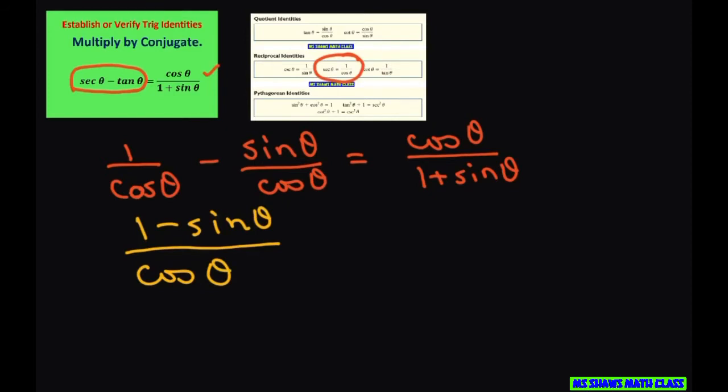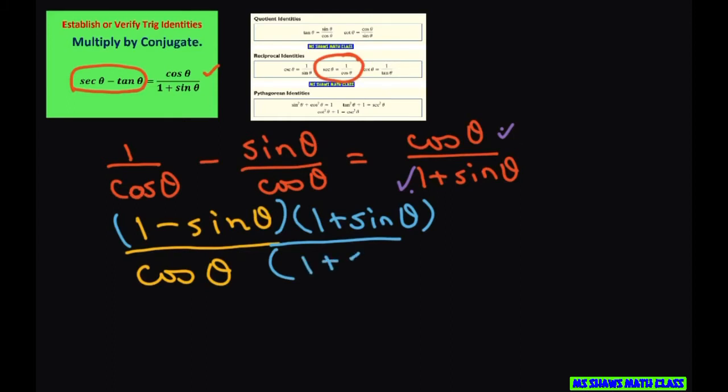Now what you notice is you've got this flip-flop thing going on. You have the cosine flipped here, and then these are flipped, and the sign is different. So what you have to do is multiply by the conjugate, and the conjugate we want to do for the numerator is 1 plus sine of theta. Whatever you do in the numerator, you also have to do in the denominator, so you also multiply your cosine of theta by 1 plus sine of theta.